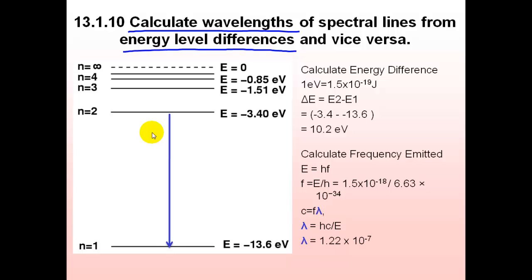So this gives a wavelength of 1.22 times 10 to the negative 7 meters, which is well into the ultraviolet part of the spectrum.